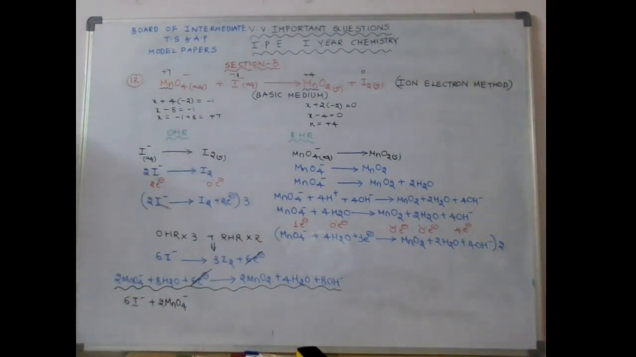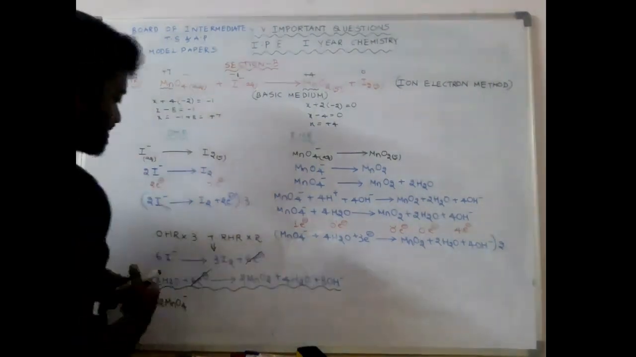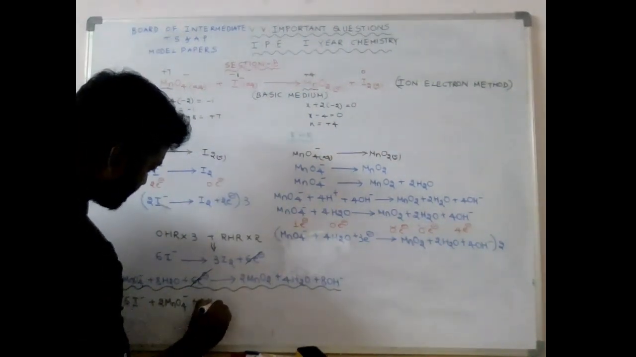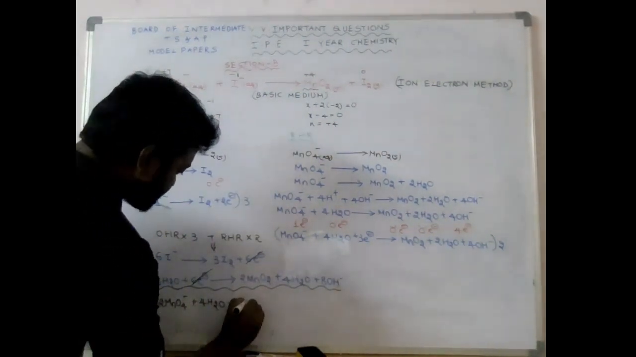Now the next point, observe carefully. Here 8 water molecules are there, and 4 water molecules are there. Wherever the number of water molecules is more, from there we have to subtract the least number of molecules. So here 8 are there, here 4 are there, means 8 minus 4 will become what? 4. 4H2O. So the left side is everything completed.